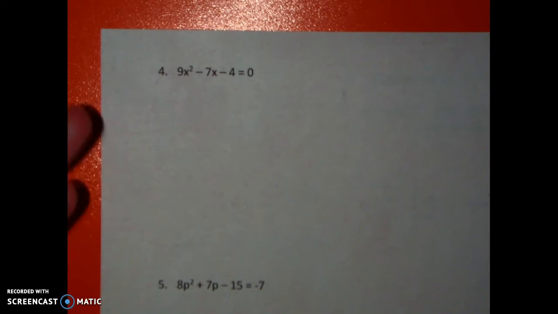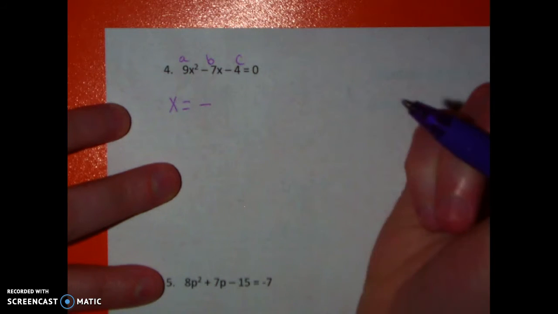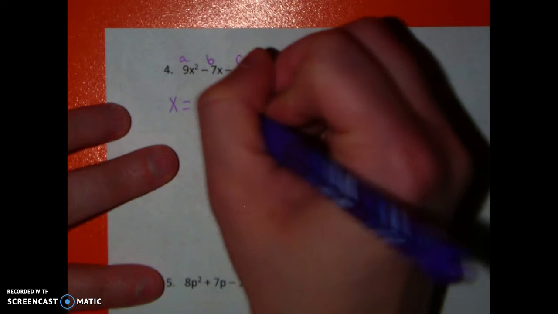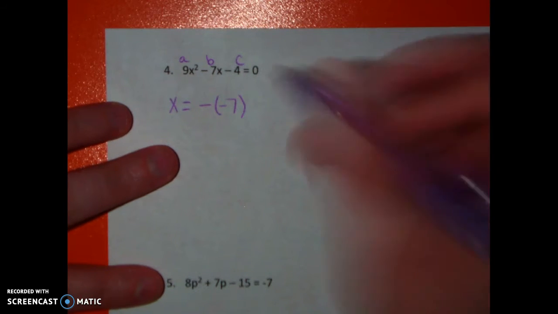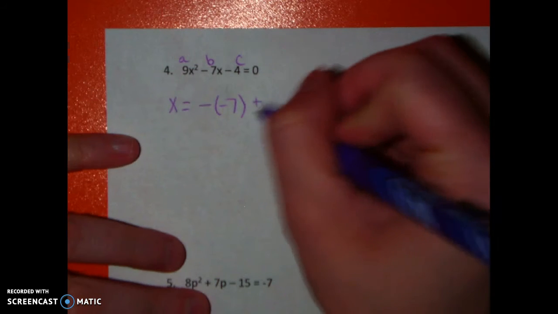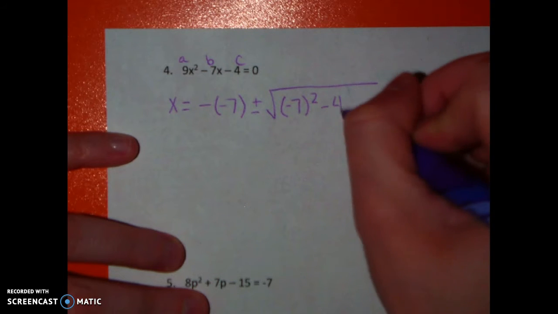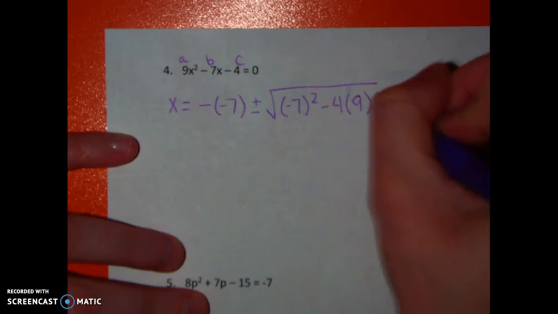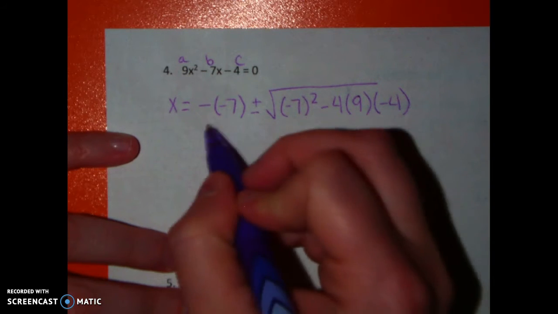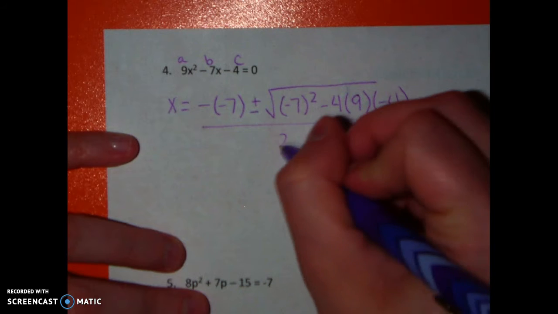Okay, let's look at the next one here, number 4. I think this one was a decimal answer. Okay, so this one is already set to equal 0, so we can go ahead and start it. So x equals negative. Here's a, b, c. So negative b would be negative 7, because this 7's negative. Plus or minus the square root of negative 7 squared minus 4 times 9 times negative 4, divided by 2 times 9.